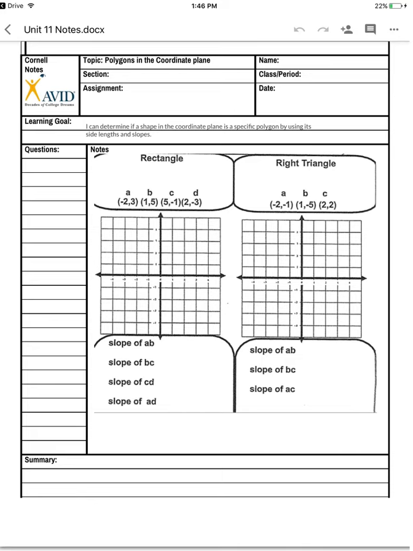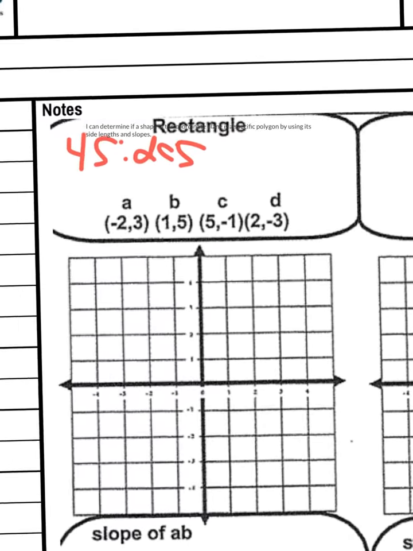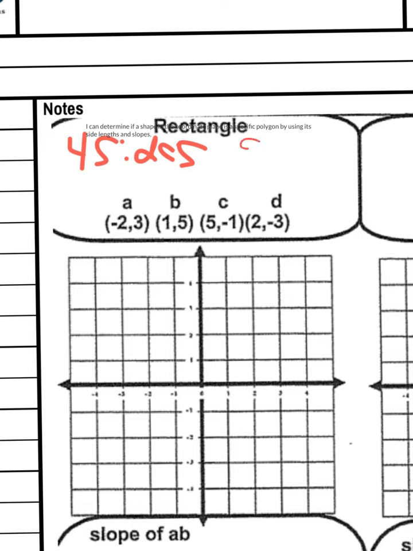So for example, a rectangle we know has four sides, and those four sides meet at 90-degree angles, or they're perpendicular. Okay, so that's going to be important to know. Opposite sides of a rectangle are equal in length. That won't be as important to know today.